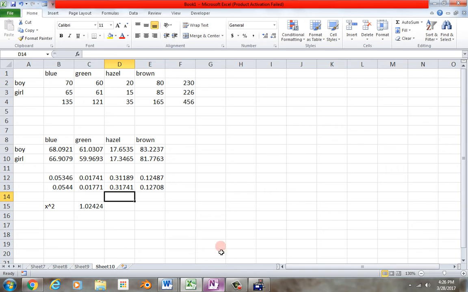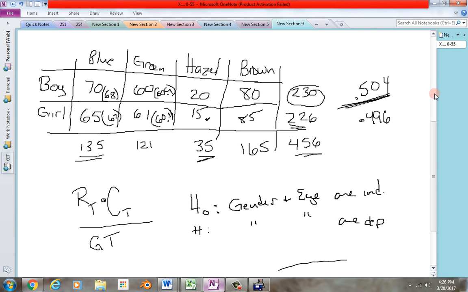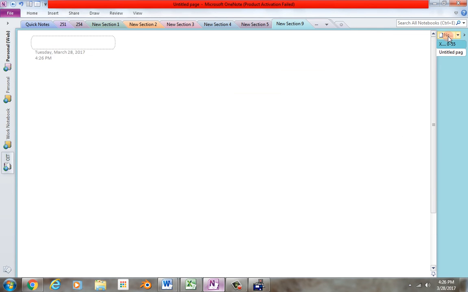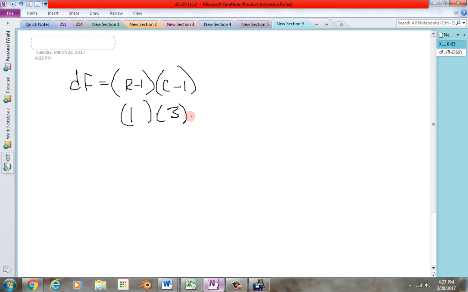And so we need degrees of freedom. The degrees of freedom for this test is pretty cool. It's pretty easy to do. It is just rows minus 1, so how many rows did you have, minus 1, times how many columns did you have, minus 1. Well, we had 2 genders, so 2 minus 1 is 1. Times, and then we had 4 eye colors, minus 1 is 3. Is that right? Yes, sirree, Bob. So we had 3 degrees of freedom.